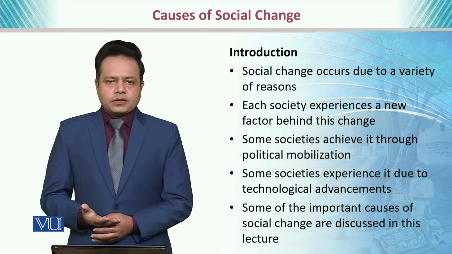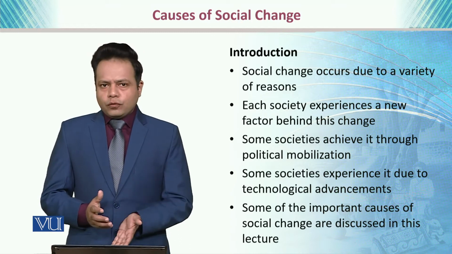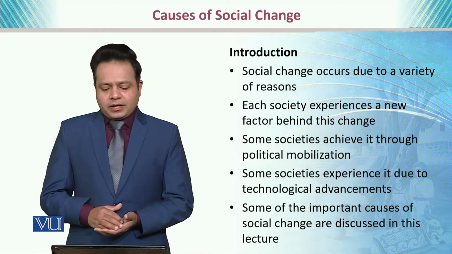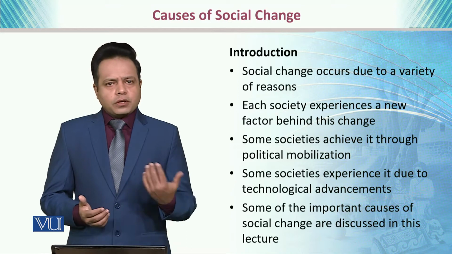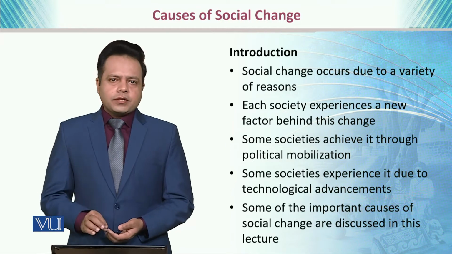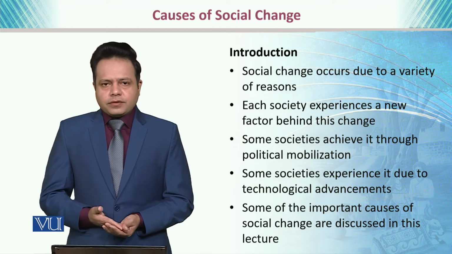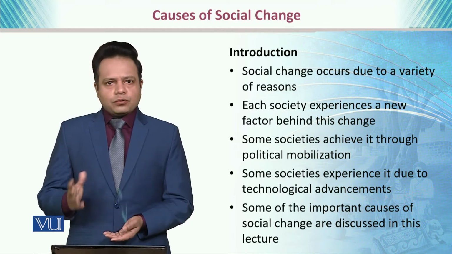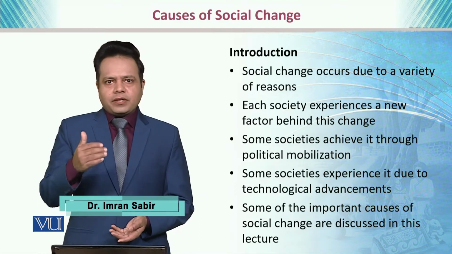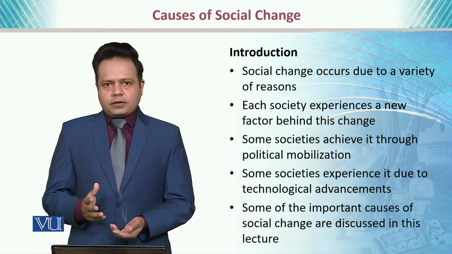So, social change occurs due to a variety of reasons, and each society experiences a new factor or maybe a different factor as compared to the other society. And some societies achieve it through political mobilization. It means that they induce a deliberate political change, maybe through the process of revolution. Some changes are revolutionary changes, which are very rapid as compared to the others, which are evolutionary changes, which occur through a very gradual and very slow or sometimes insignificant process of social change.